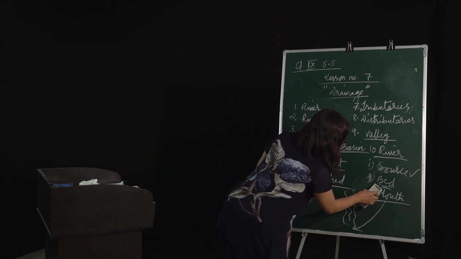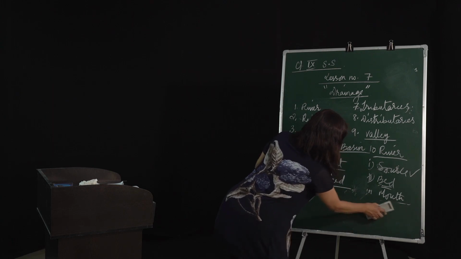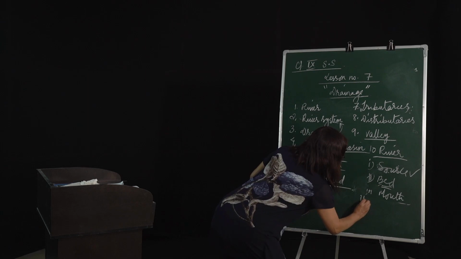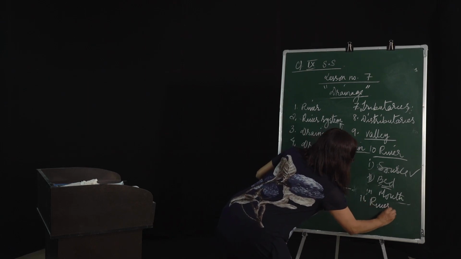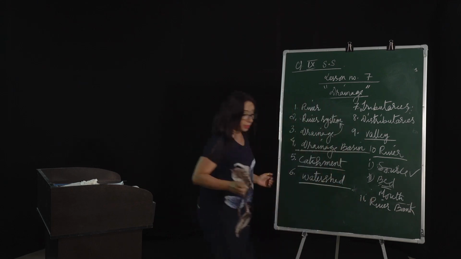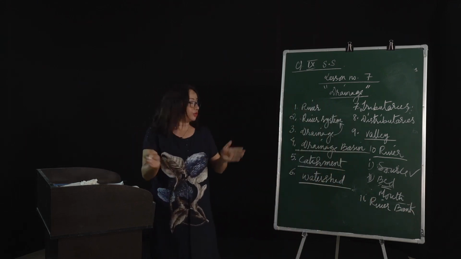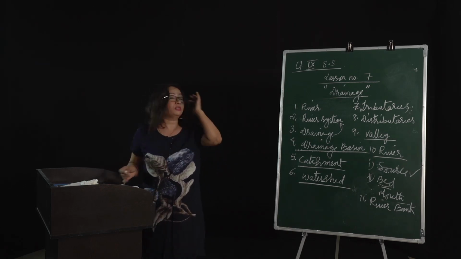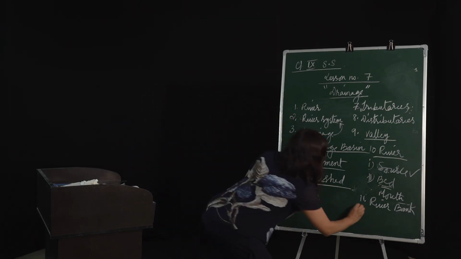I'll rub this out. I've explained to you this tree. So I come to 11, riverbank. What is a riverbank? I was sitting by the riverbank. The sides of the river, the two sides of the river, are called the riverbank. Now the next one, 12, is divides.